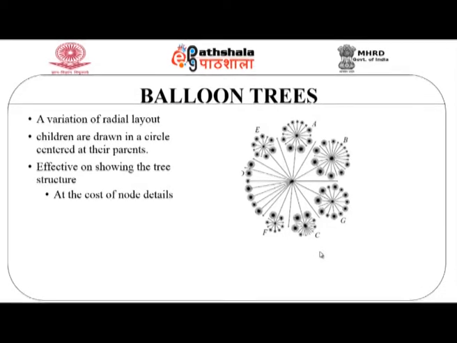As the children are drawn in the form of a circle centered with respect to the parent. So if you look at this E, you have the parent in the middle and you have all the child nodes which are being placed around this parent node. So it is effective on showing the tree data structure, and the cost is about the node details as such. So you can see the parent is actually situated at the center of all its children basically.